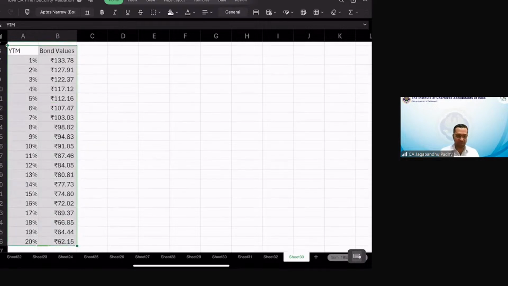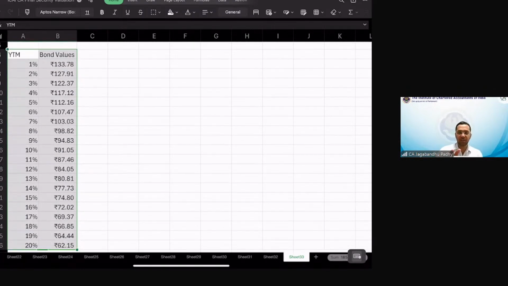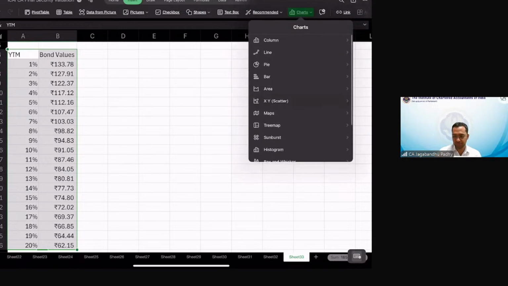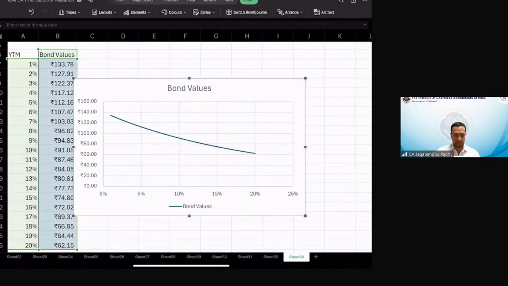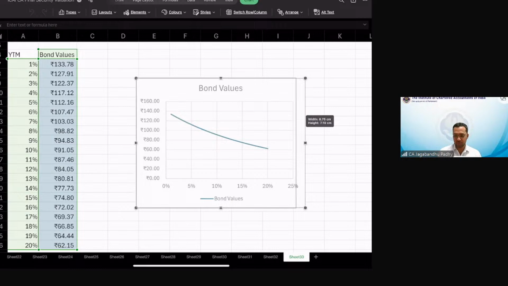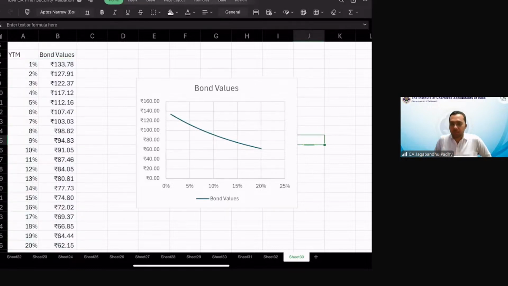Now the real magic comes. Let me just create a chart for this. Here is the bond value. If you look at the shape of the bond value against YTM, what do you feel? Is it a straight line or do you see any curvature in it? It's a curvature, right? You can see that it's not a straight line, it's a bit of curvature.